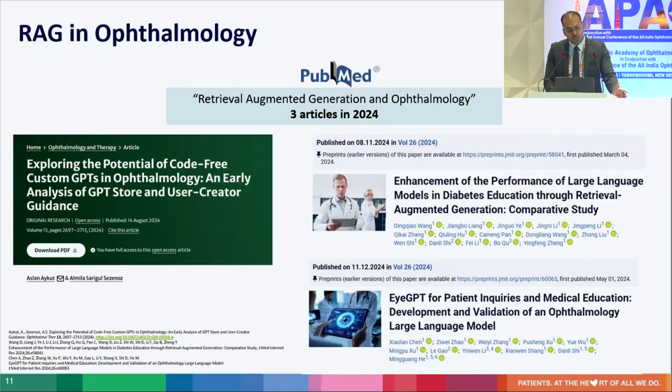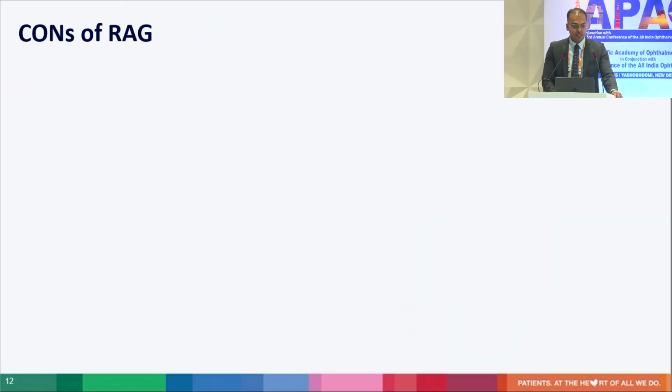Unfortunately, in a quick PubMed search, there are only 3 articles published in ophthalmology. Retrieval augmented generation in ophthalmology is the search query, and we only got 3 papers so far. So what's the reason why we don't have so many publications in this space?